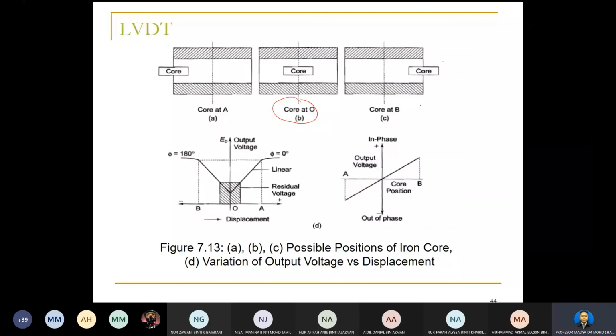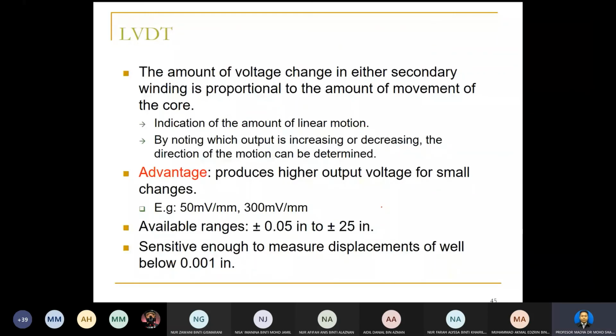So this is some variation of the output voltage and displacement. You can see the output voltage and displacement. This one is in phase and this one is out of phase. So the amount of voltage change at the secondary winding is proportional to the amount of movement of the core, so the indication of the amount is the linear motion. By noting which output is increased or decreased, the direction of the motion can be determined.